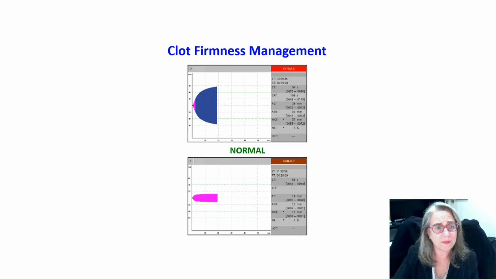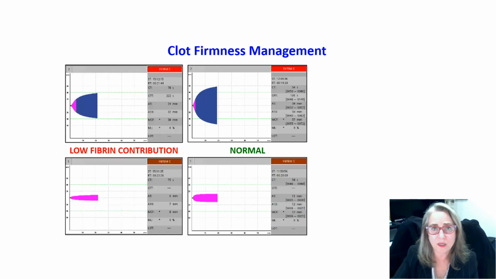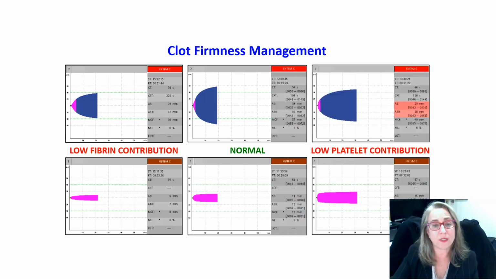So thinking about clot firmness management, that's normal. An XTEM at the top, a FibTEM at the bottom. This shows low fibrin contribution, exactly the same as with the obstetric cases I showed you. And so it's a thinner FibTEM and also a thinner XTEM, because the extrinsic one at the top left is both platelets and fibrinogen, so of course it's affected.